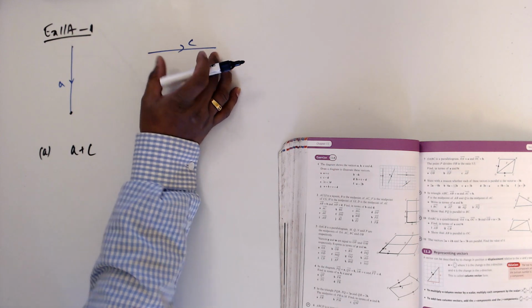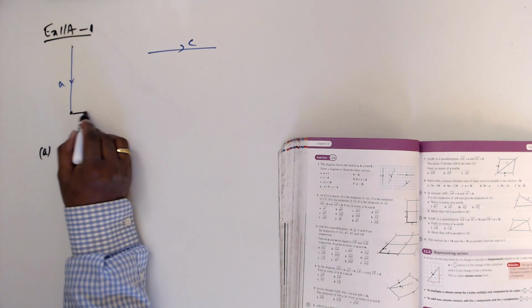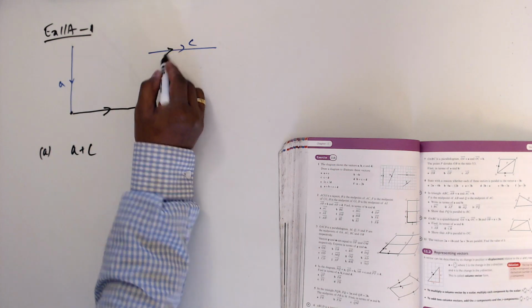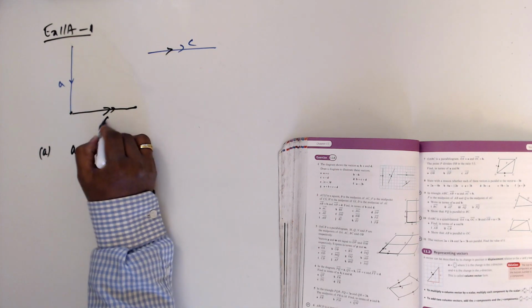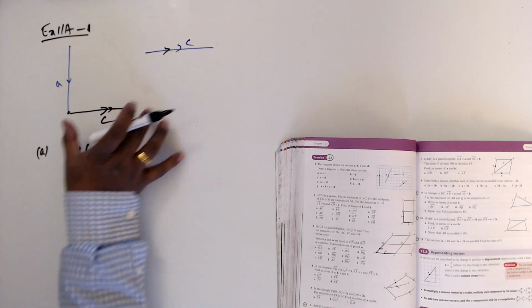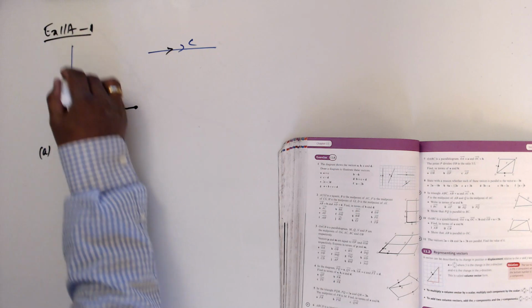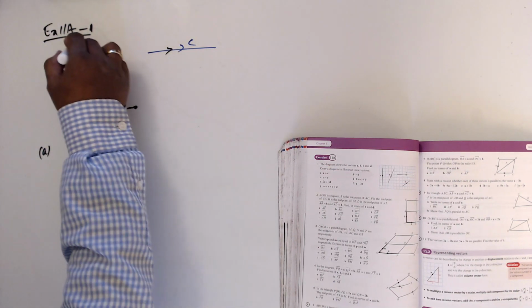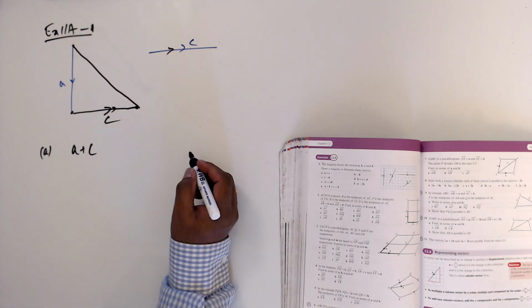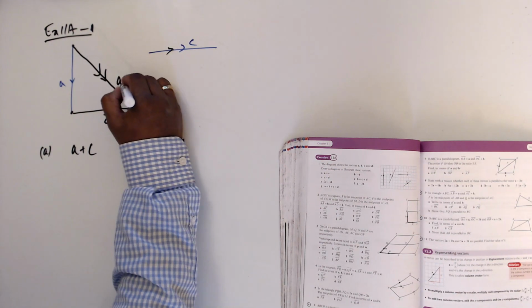So I will draw same length, and same direction. So those two are parallel, and this is C. I didn't drag this one to here. I create an equal vector. Now I need a triangle to complete triangle law. So this is the starting point, this is the end point. So I will complete the triangle now. Now this is A plus C.